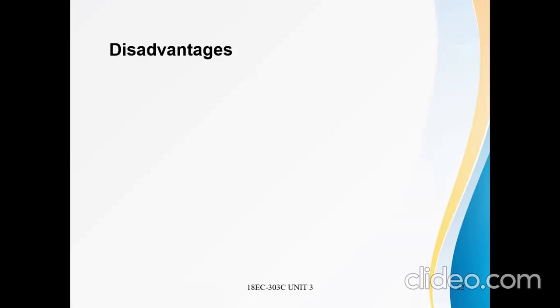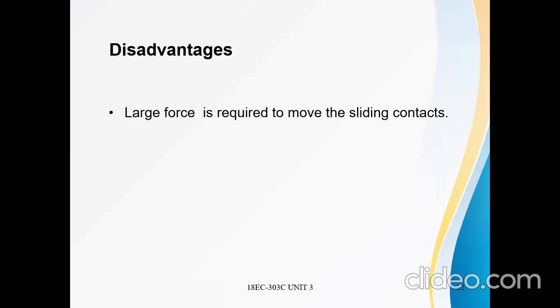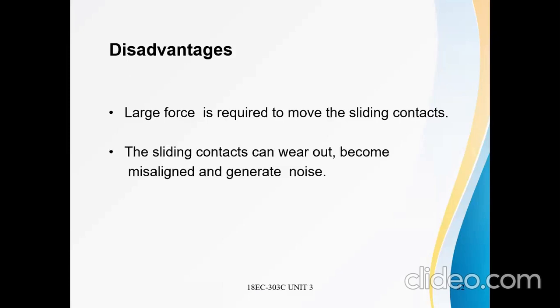Disadvantages of potentiometric transducers. What are the disadvantages? Large force is required to move the sliding contacts. That means the force required to move the wiper is more. The sliding contacts can wear out, become misaligned, and generate noise. Noise problems will occur in these potentiometric transducers.